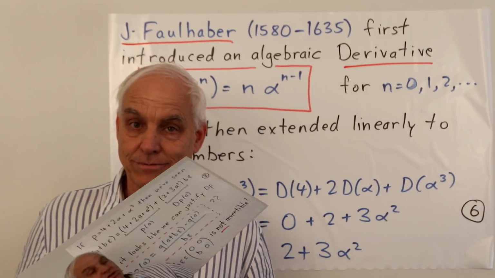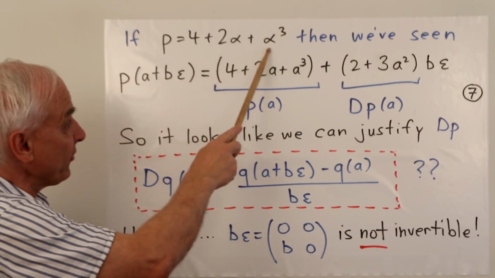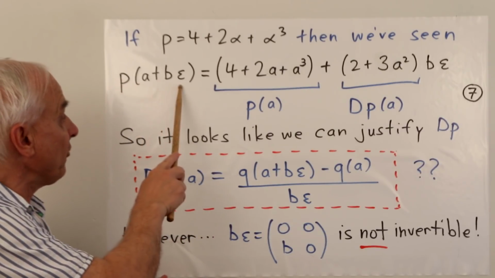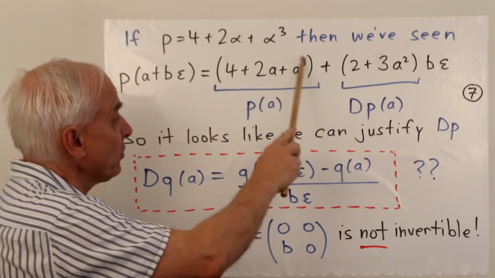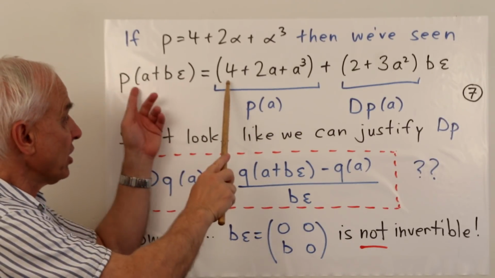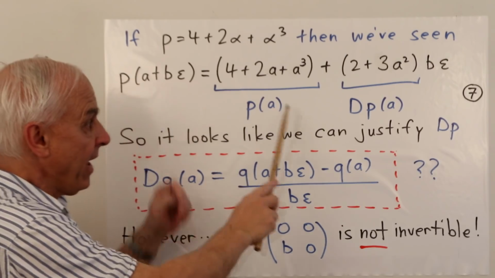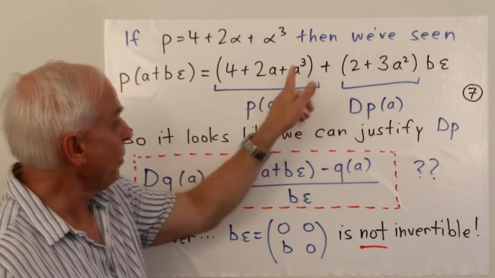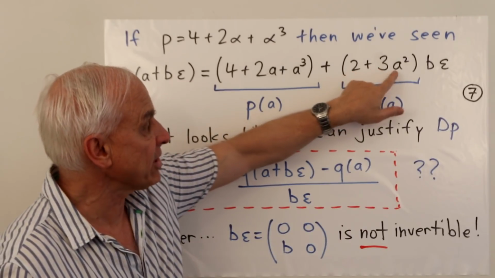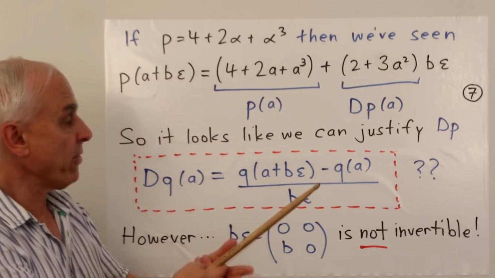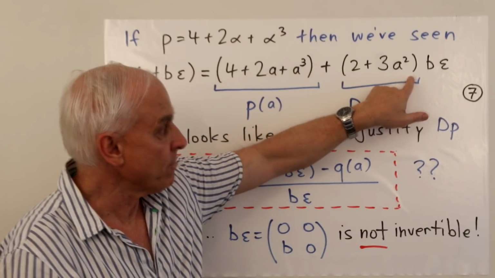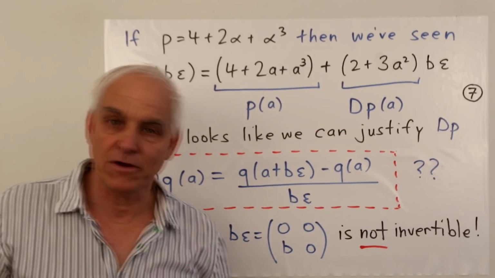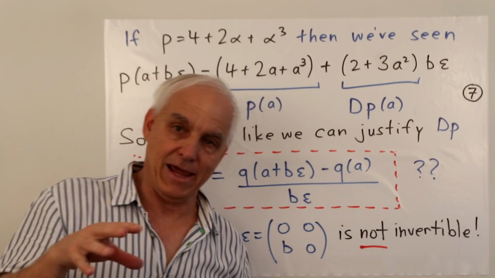A purely algebraic operation that has, at least initially, nothing to do with slopes of tangent lines or limits of quotients. Now, if we return to p equals 4 plus 2 alpha plus alpha cubed, then I remind you that we've earlier calculated that p of a plus b epsilon is this first part, not involving epsilon, which is just p of a. And then there's a multiple of b epsilon, and that multiple we can rearrange and get 2 plus 3a squared. At which point we recognize that this multiple of b epsilon is exactly the derivative of p evaluated at a.